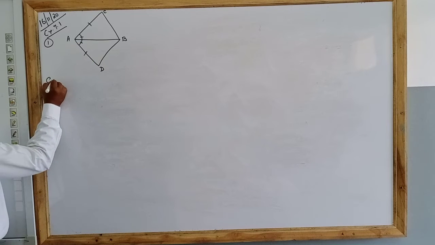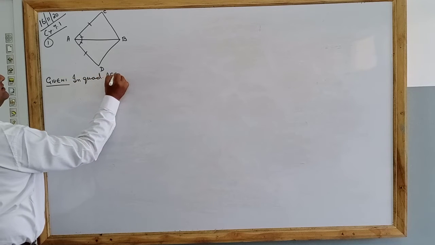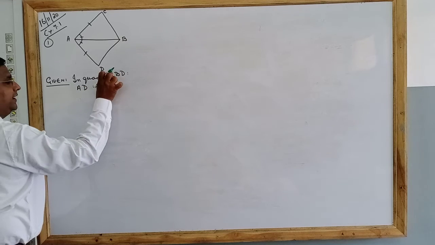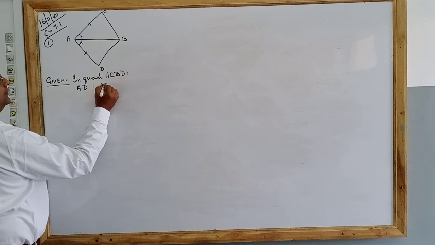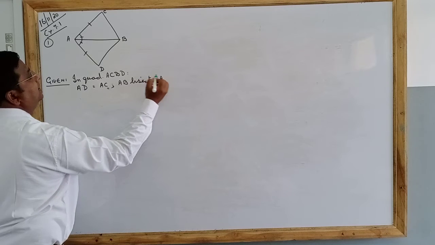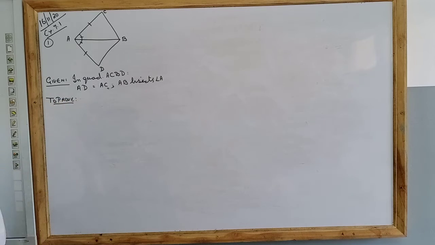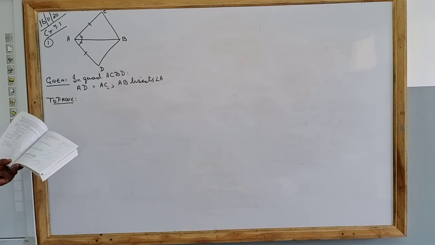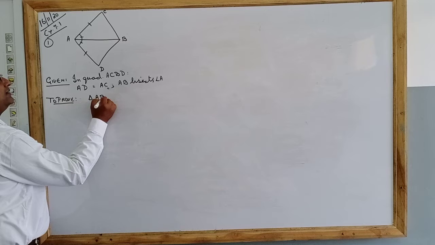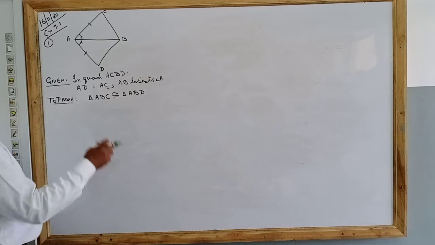So write down whatever is given to you. What is given to us? We are given in quadrilateral ACBD, AD is equal to AC, and AB bisects angle A. What do you have to prove? You need to prove that triangle ABC is congruent to triangle ABD. Congruent means equal in all respects.